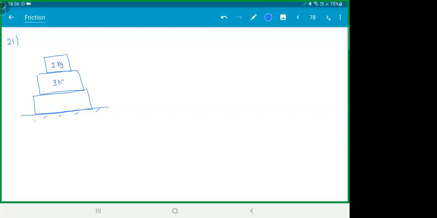2 kg, 3 kg, 5 kg. Let's say F is equal to t. This is 0.2. This is 0.1 and the ground is smooth. Plot the acceleration of the block versus time. Think how will you proceed? 2-3 minutes. I'll show you one model, then I'll ask you one more.